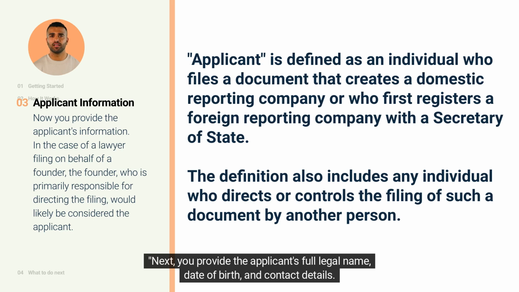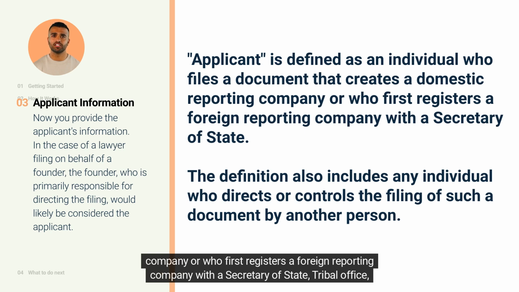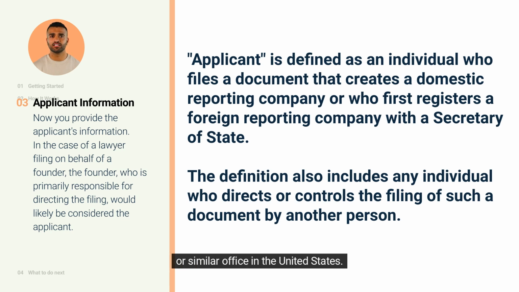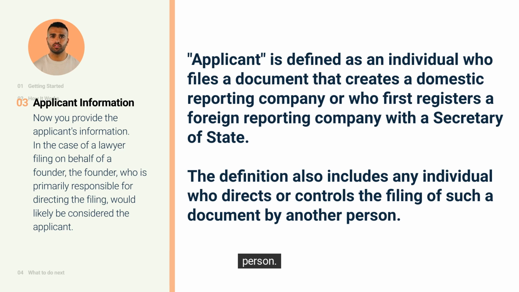Next, you provide the applicant's full legal name, date of birth, and contact details. Remember, applicant is defined as an individual who files a document that creates a domestic reporting company or who first registers a foreign reporting company with a Secretary of State, tribal office, or similar office in the United States. The definition also includes any individual who directs or controls the filing of such a document by another person.